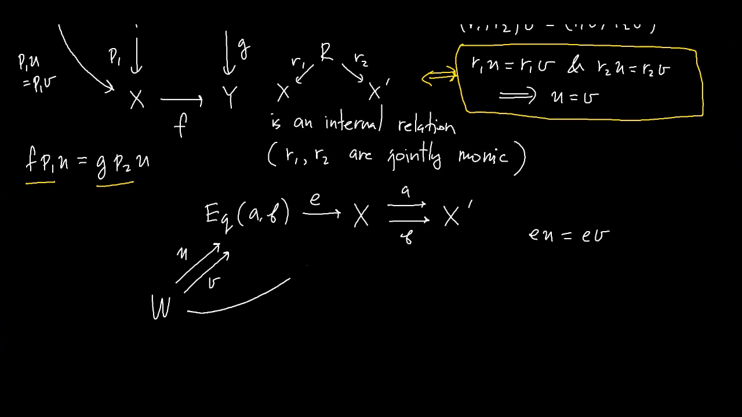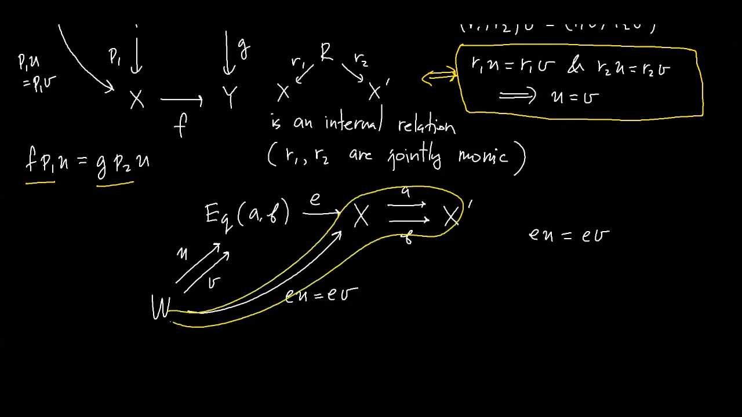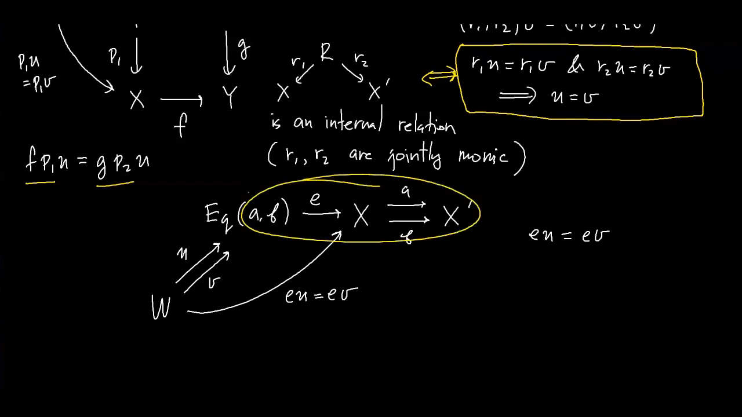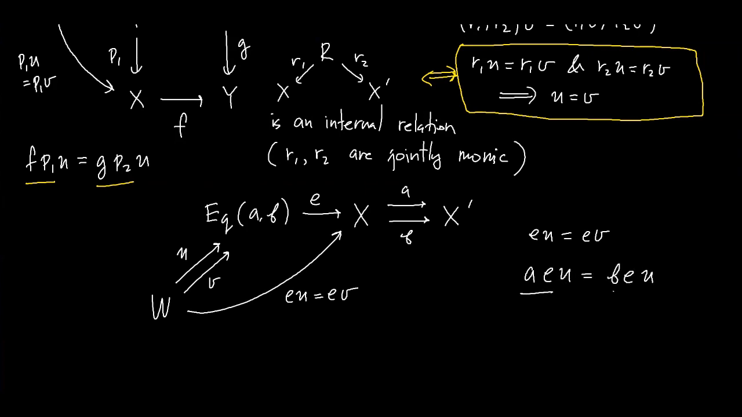Then again, I have the single arrow going here. Then again, this arrow makes those two equal to each other because it goes via E, which makes them equal to each other. So algebraically, AEU will equal BEU because AE and BE are already equal since E is an equalizer of A and B. And so there must exist a unique arrow going here, making the triangle commutative. But we already have two of them, U and B, and so they must be equal to each other.